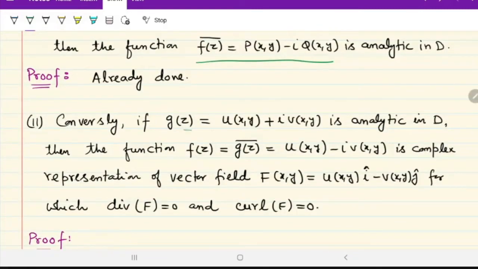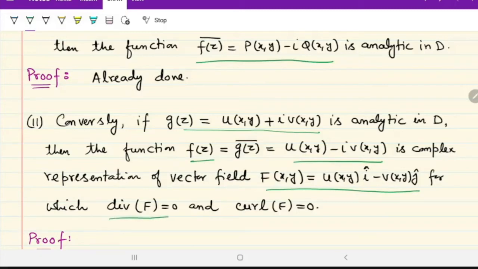So if we have an analytic function G, then consider its conjugate, and we are denoting that by F. Its conjugate will be U minus iV. Now, corresponding to the complex function F, which is U minus iV, there will be a velocity field given by U i cap minus V j cap. And we can prove that if G is analytic, then this velocity field is incompressible. That means its divergence is 0. And it is irrotational. That means its curl is 0.